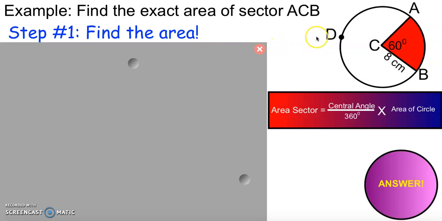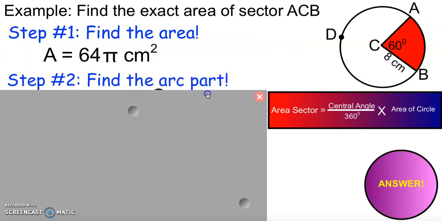So let's take a look at it. I want to find the exact area of sector ACB. So sector ACB is this red sector in here, okay? So first thing I want to do is find the area of the circle. The radius is 8, so 8 squared is 64. So the area of the circle is 64 pi centimeters squared.